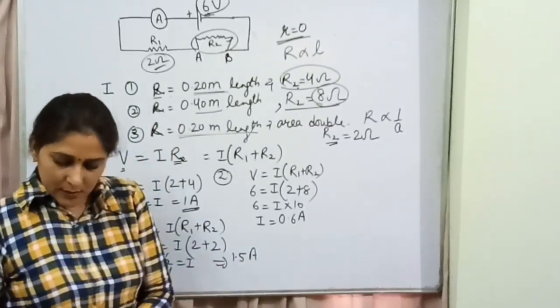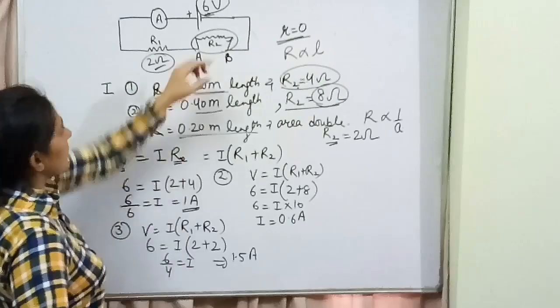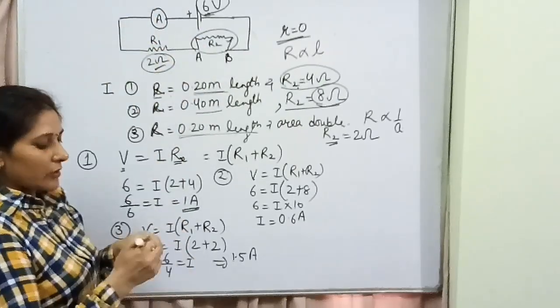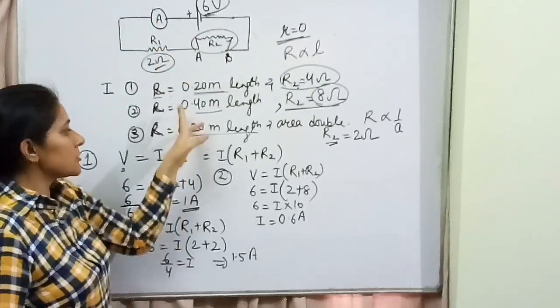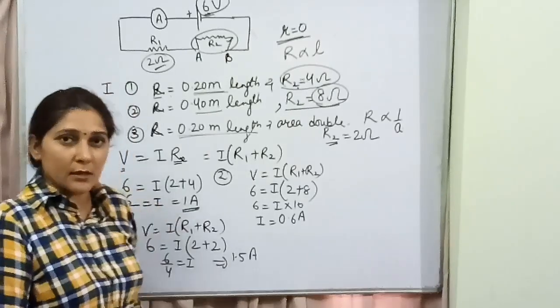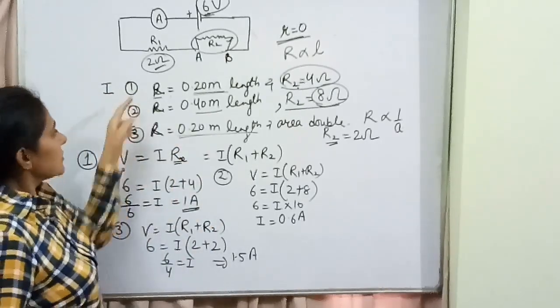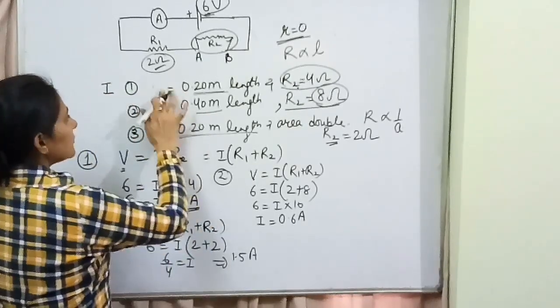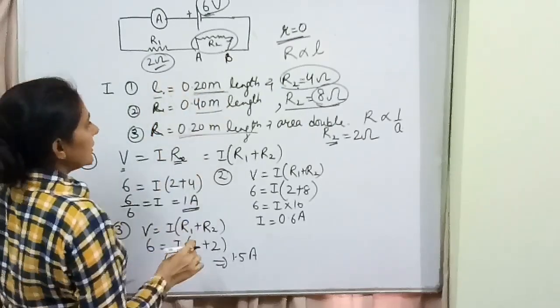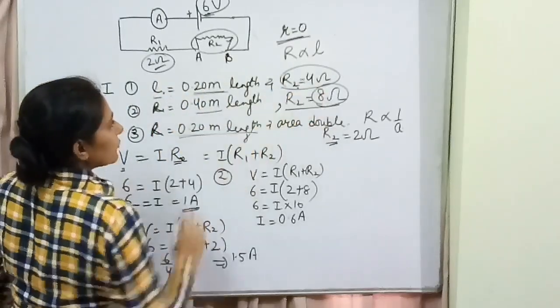I am quickly revising this numerical. First, the circuit is given to us, then they have given us three situations. In all the three situations we need to find the current flowing in the circuit. In the first situation they are saying the length of the wire is 0.2 meter, and this time the resistance will be 4 ohm.